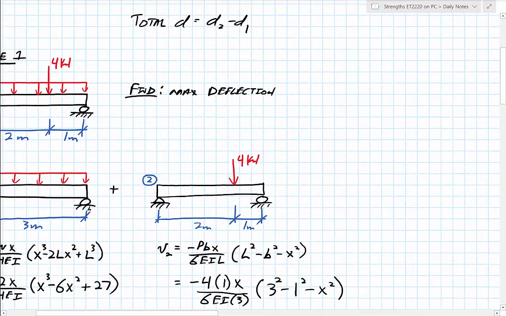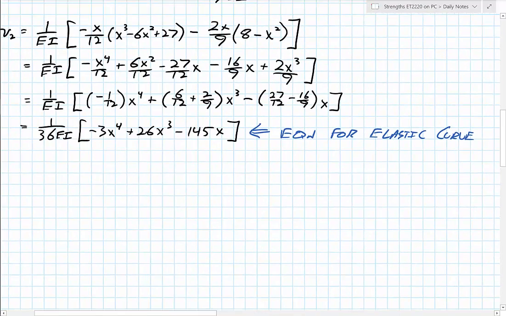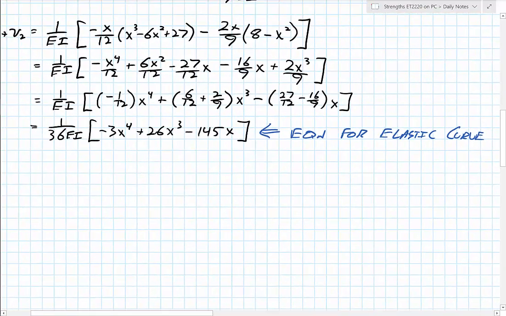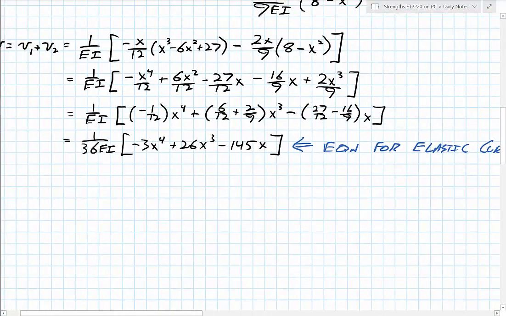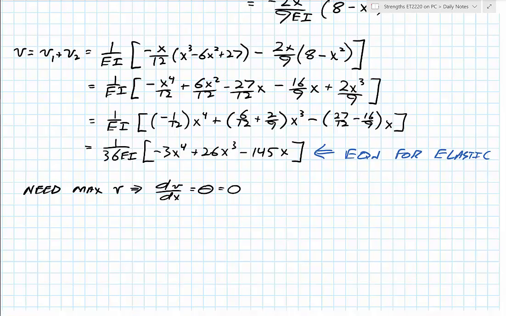Now, once I have the equation for the elastic curve, that's not what it was asking for. It says, what is the maximum deflection? So how am I going to get the maximum deflection? Well, if I have the equation for a line, I know the maximum will happen at an inflection point, or what I can do is take the derivative and set it equal to 0. So that's what I'm saying there. If I need my maximum deflection, the derivative of the elastic curve with respect to x, which is the same thing as theta, must be equal to 0.